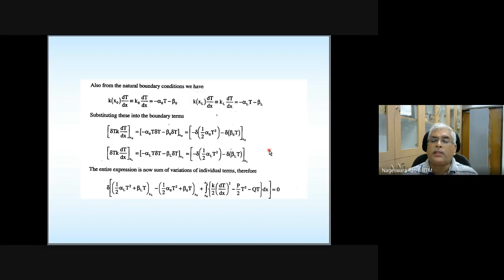So these first two terms become this or can be written like this. Combining these terms with the other terms, this is what it becomes. So now you have nicely in the form variation of some quantity inside the bracket is equal to 0. This is nothing but your variational function. Whatever is there inside the square bracket, that is your variational function. So please take a note of this.